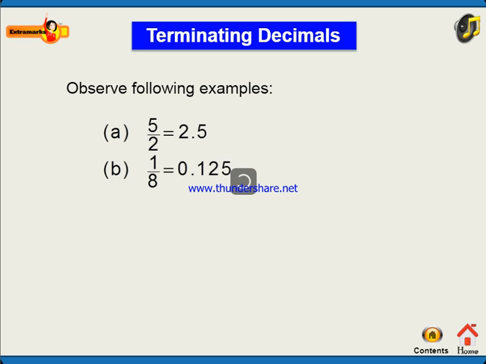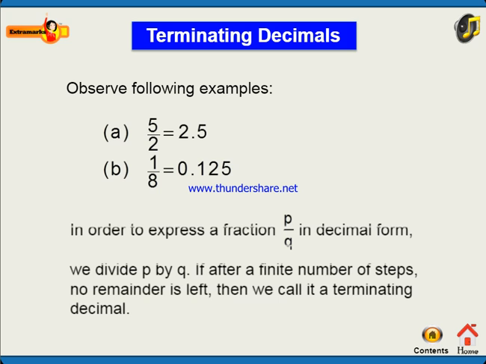Observe the following examples of terminating decimals. In order to express a fraction p upon q in decimal form, we divide p by q. If after a finite number of steps no remainder is left, then we call it a terminating decimal.